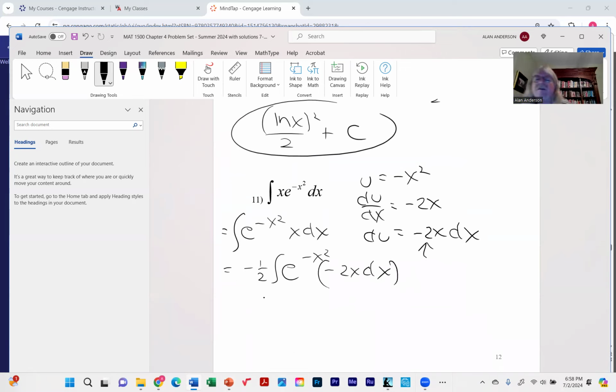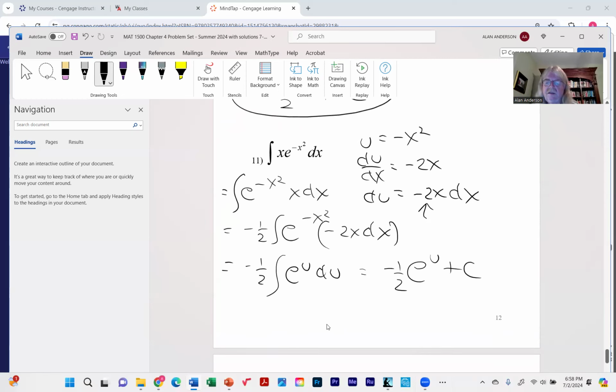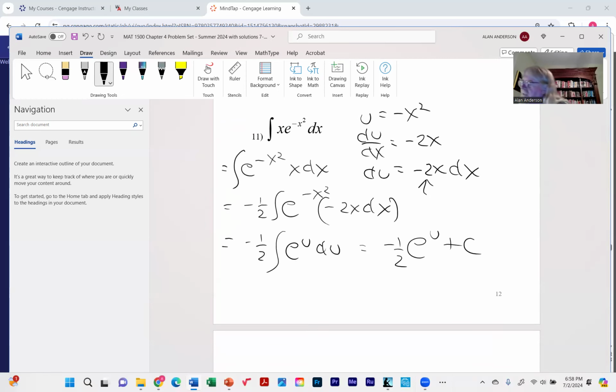and again, I'm going to put parentheses here just to make sure it's obvious that this is not a subtraction. We're multiplying by a negative number. So we end up with negative a half e to the u du, which means negative a half e to the u plus c. And that's equal to negative a half e to the minus x squared plus c.